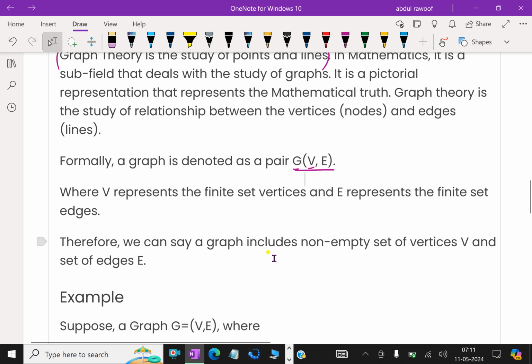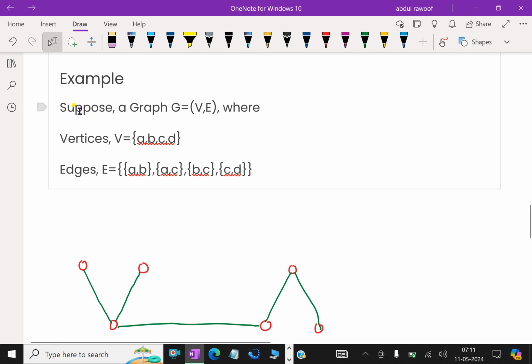Therefore, we can say a graph includes a non-empty set of vertices V and a set of edges E. For example, suppose a graph G equals V, comma E, vertices and edges. Here the vertex set is, for example, A, B, C, D, and the edges are AB, AC, BC, CD, which means A and B are connected, A and C are connected, B and C are connected, C and D are connected. Now, look at this graph.